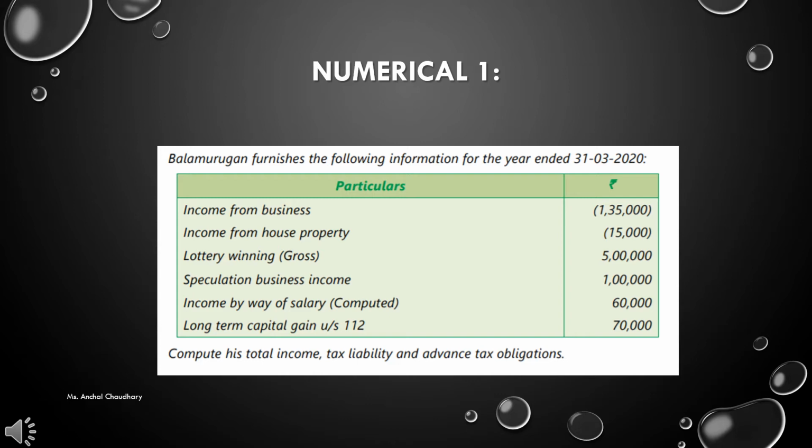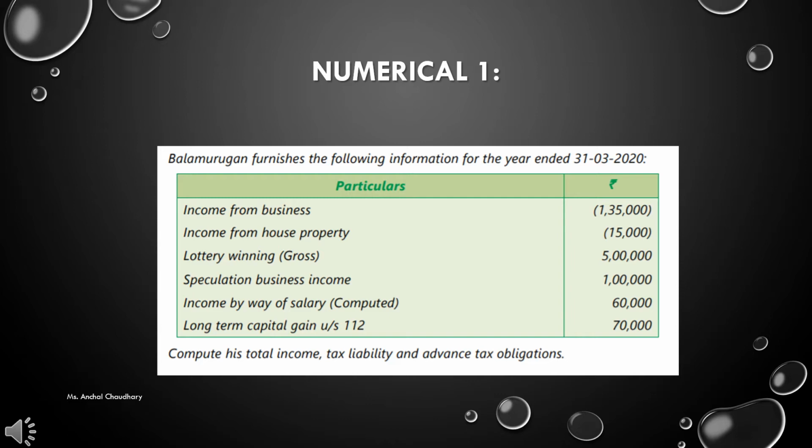So here is your first numerical. It is one of the very easy questions related to the computation of total income. Bala Murugan furnishes the following information for the year ended 31st March 2020. Income from business: a negative balance is given here, which means it's a business loss of 1,35,000. Income from house property, again a loss of 15,000.